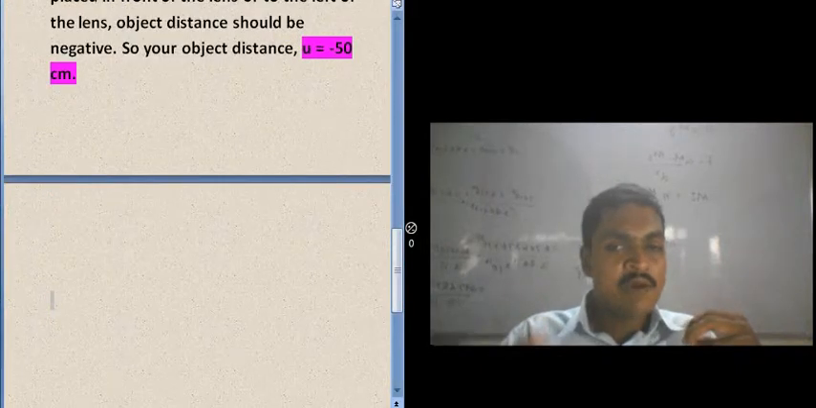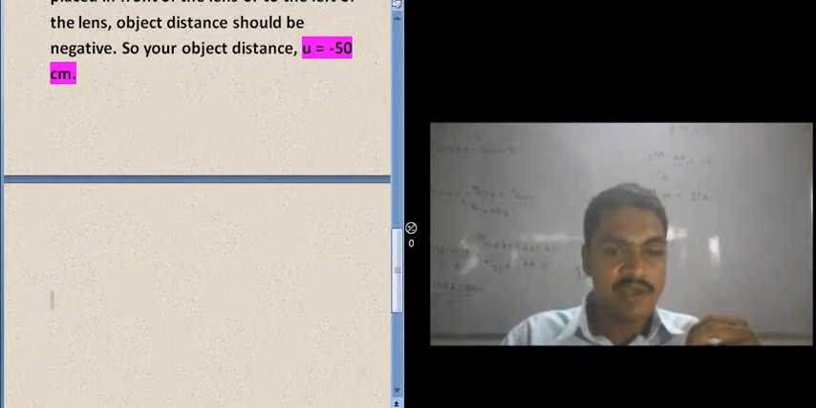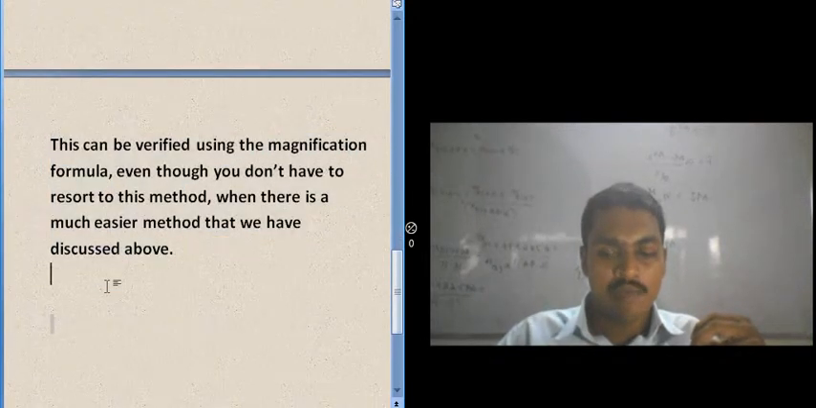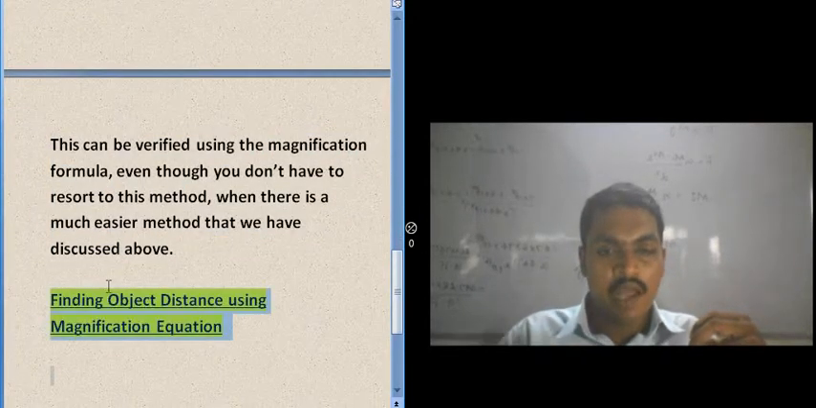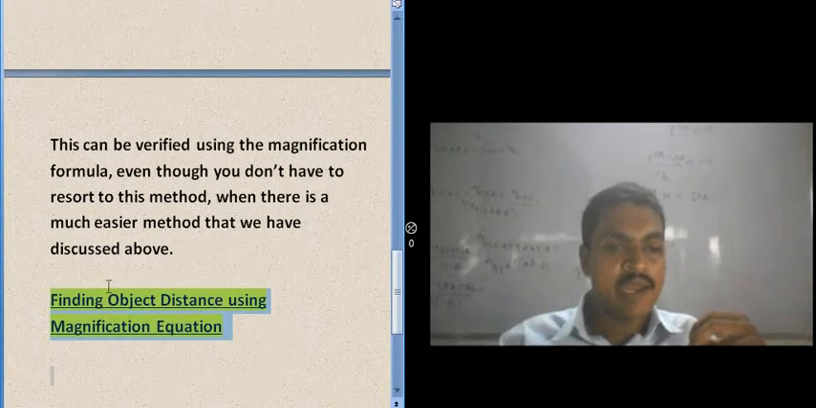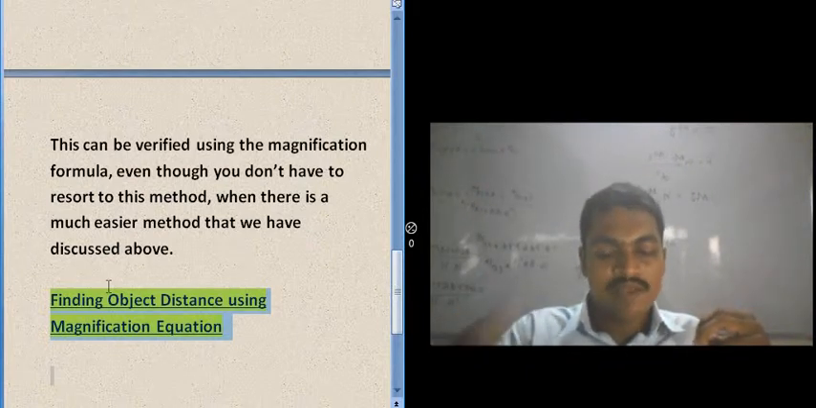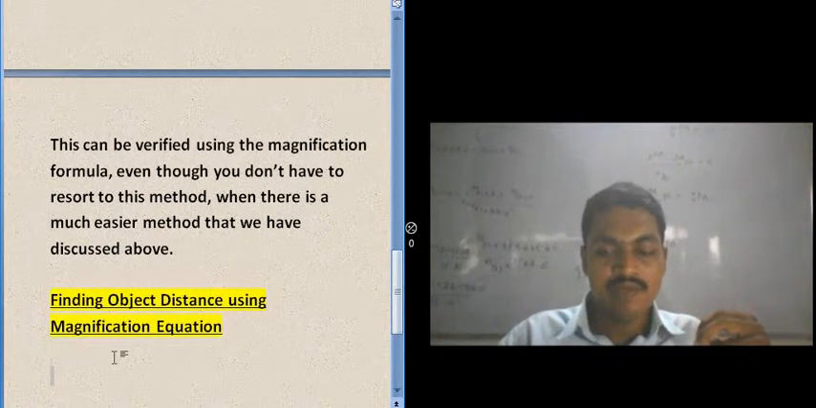We can arrive at the same answer, that object distance U is minus 50 cm, using the magnification equation. But I don't think that would be necessary when we have a much simpler and more straightforward method here. However, for those who would like to know how the magnification equation works, I would like to show you how we can arrive at the same answer, that the object distance U is minus 50 cm. So let's have a look at the magnification equation.